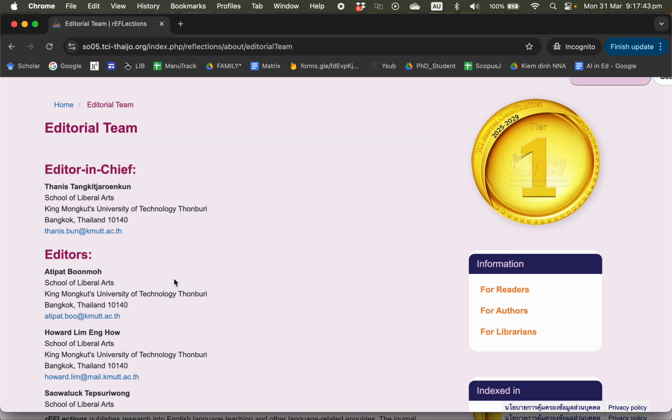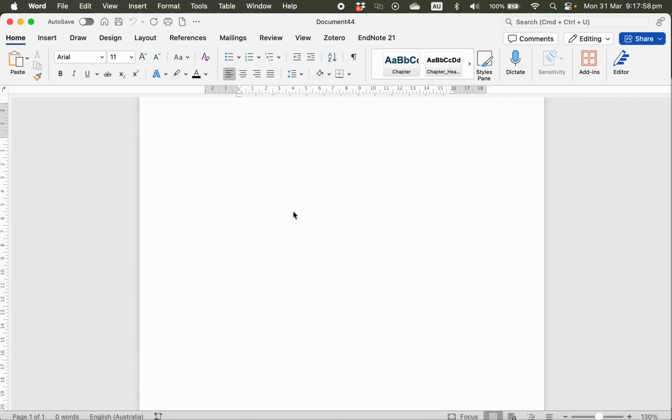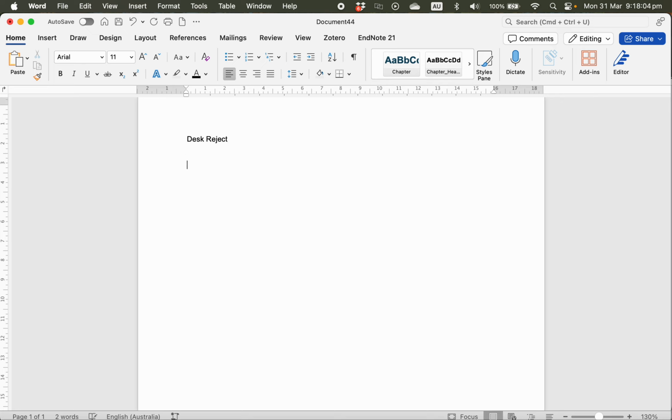Okay, if they are happy with their initial screening of your manuscript, they will send it out to external reviewers. Okay, if they're not happy, you will get a reject. Okay, so for example, a reject means an external reviewer.